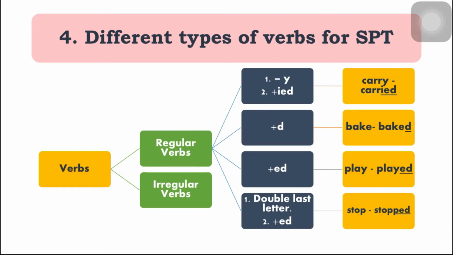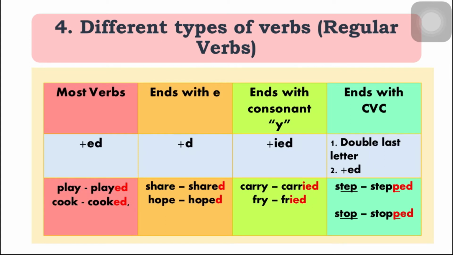So carry becomes carried. And the second one is plus D. For example, bake becomes baked. The third one is plus ED. This is for most verbs. For example, play becomes played. And the last one is double the last letter, plus ED. For example, stop becomes stopped. So let us look at this table to have a clearer picture.